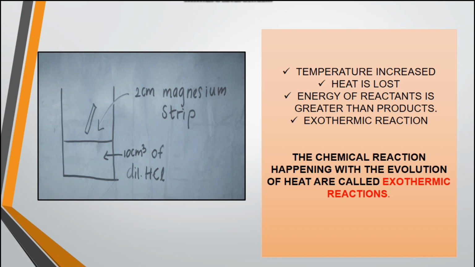When the energy of the reactants is greater than the energy of the products, we call it an exothermic reaction. This is the definition for exothermic reaction. The chemical reactions happening with the evolution of heat are called exothermic reactions. Evolution of heat means the heat is lost, the heat is given out. When the heat is released from the system, we call it an exothermic reaction.